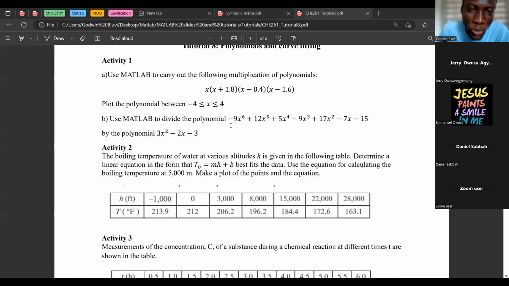Use MATLAB to carry out the following multiplications of polynomials. Here we're not told what to do, like giving it in decreasing order of x or anything. So you could use expand or you could use collect. Do you understand what I'm saying? Let me share the MATLAB screen.